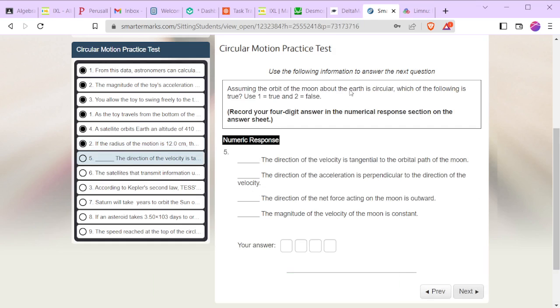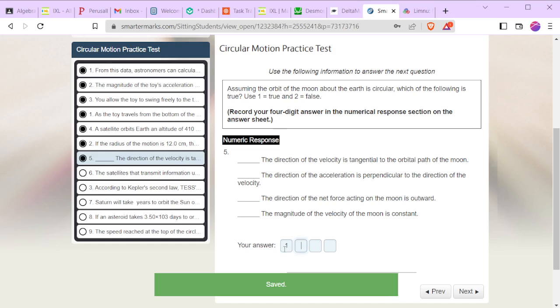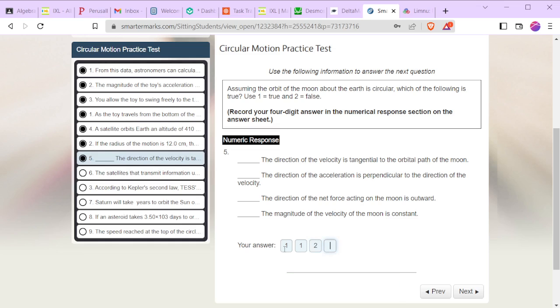So, assuming the orbit of the moon about the Earth is circular, which of the following is true? The direction of the velocity is tangential to the orbital path of the moon. This is always true of circular motion. Direction of the acceleration is perpendicular. Yes, because that's pointing towards the center. Direction of the net force acting on the moon is outward. That would be false. And the magnitude of the velocity of the moon is constant. This would be true. The magnitude of the velocity is the speed. Velocity itself changes because the direction changes, but the magnitude of that velocity is constant.